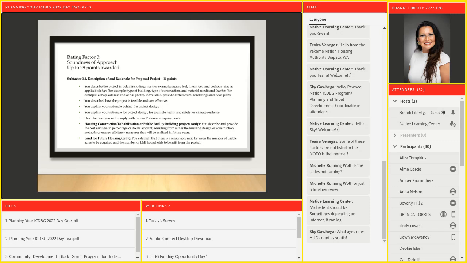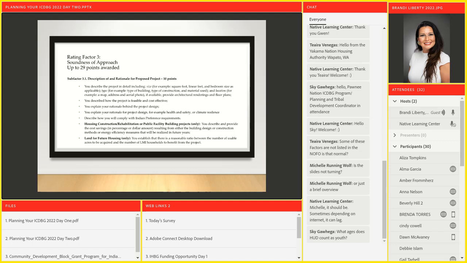You must also describe how the project is feasible and cost effective. What is your way of ensuring that you are not going over TDC limits, that these costs are reasonable for the area that you live in, and that it's a feasible opportunity for your community.